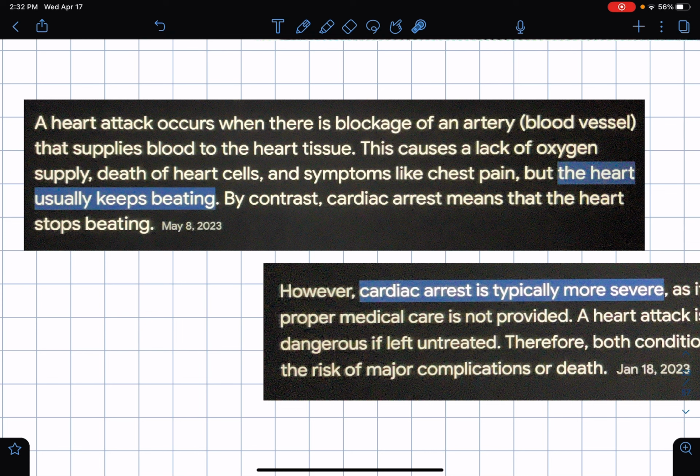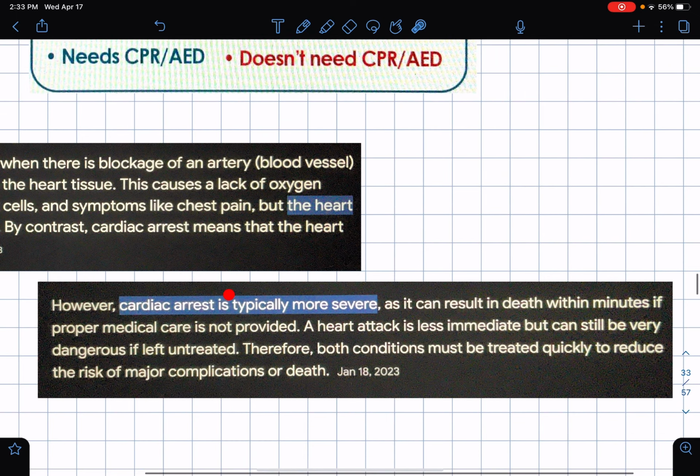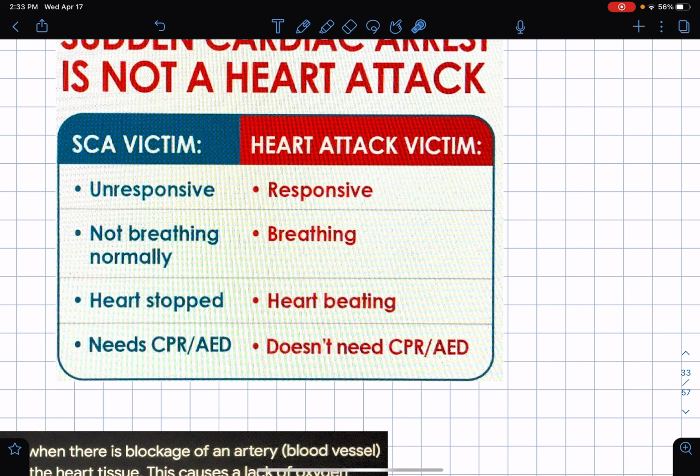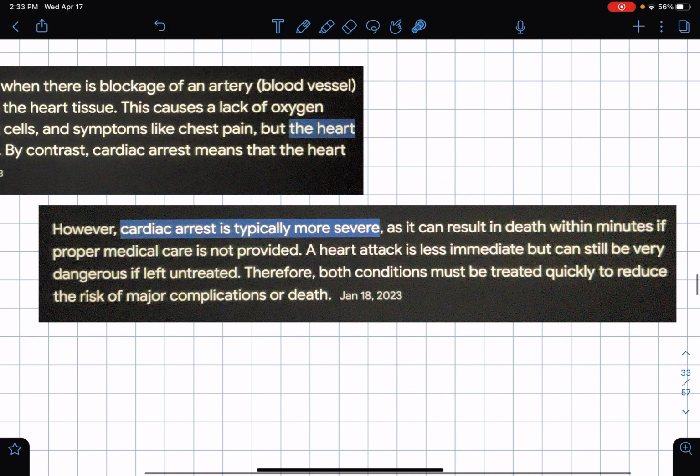So yeah, paramedics usually do that, or someone who is a medical professional who is nearby that victim at the time of cardiac arrest. A heart attack occurs when there is a blockage of an artery blood vessel that supplies blood to the heart tissue. The heart usually keeps beating, but for cardiac arrest, the heart stops beating. Cardiac arrest is more severe. The heart isn't beating, so naturally, it's more dangerous compared to heart attack. It can result in death within minutes if proper medical care is not provided.